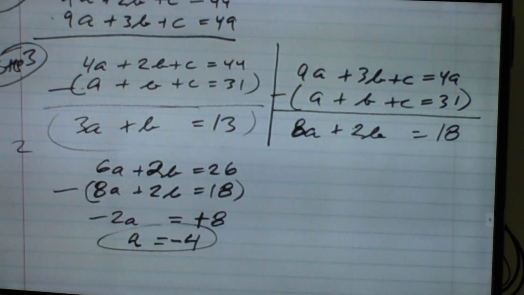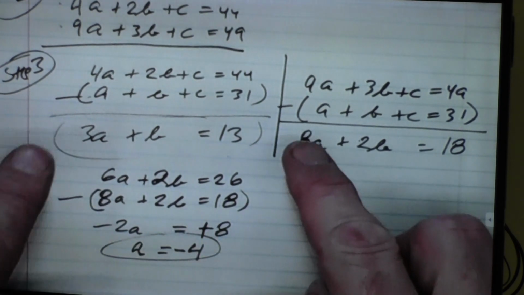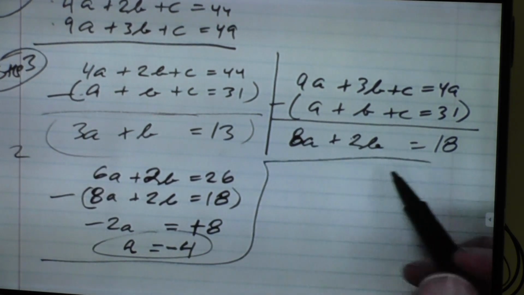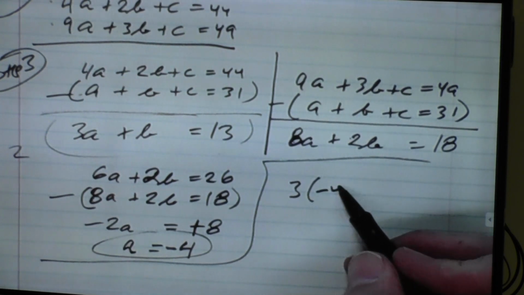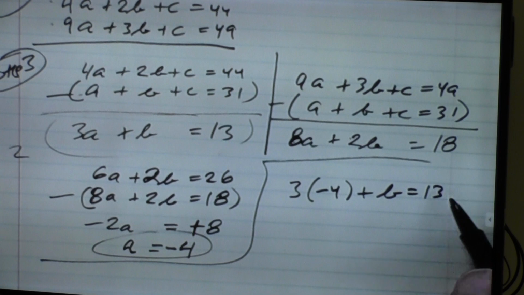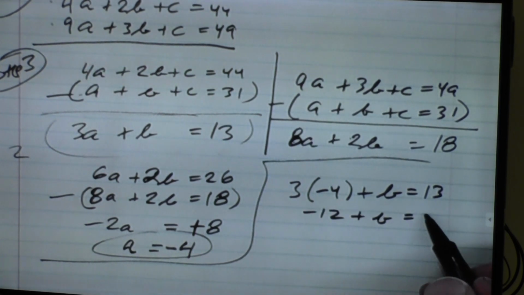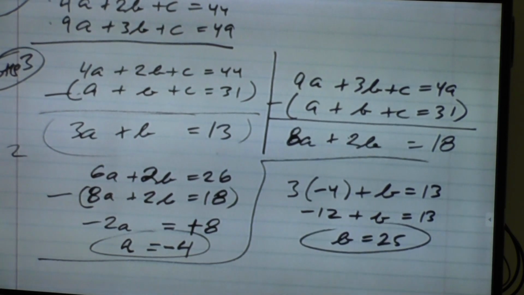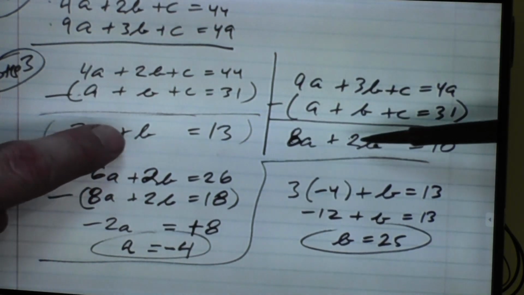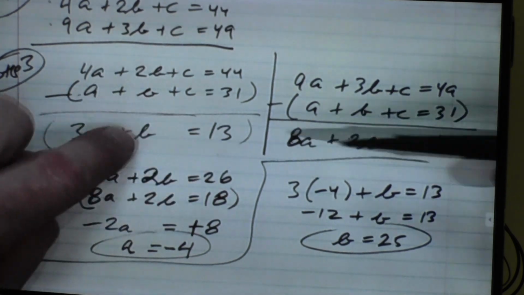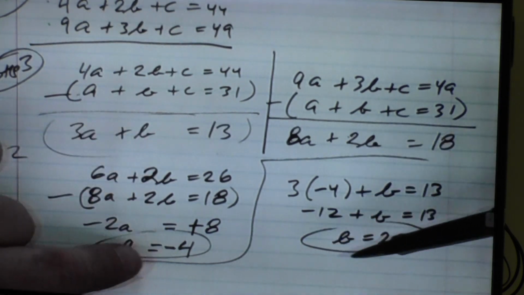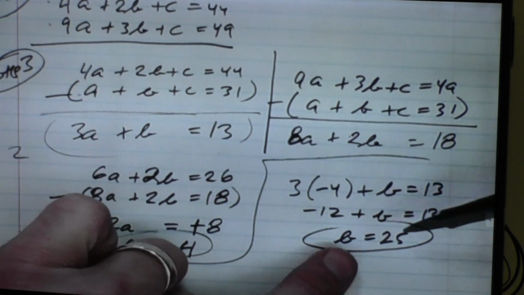Now let's figure out what b is, because if we know that's negative 4, I can put negative 4 in either of these. That was easier. I'm going to do that right over here. 3 times negative 4 plus b is equal to 13. Negative 12 plus b is equal to 13. Add 12 to both sides, b is 25. So I took advantage of the fact that these b's were close enough that I don't have to change both of them, I only have to change this equation. So making that into a 2 allows me to get rid of the b's, solve for the a, plug the a in, solve for the b.